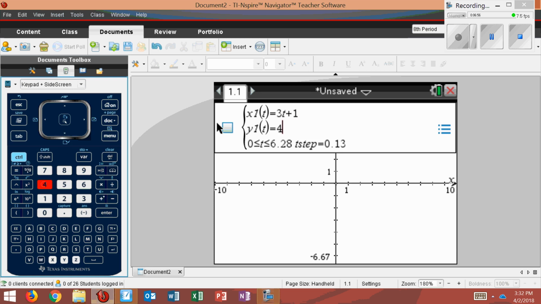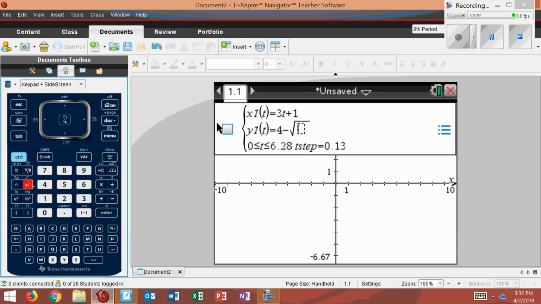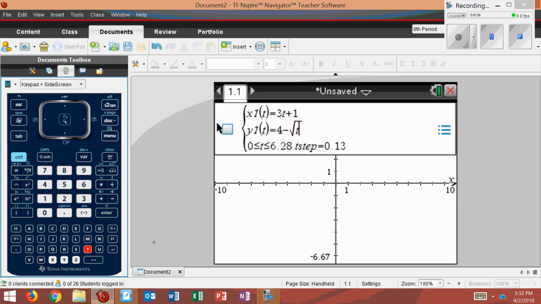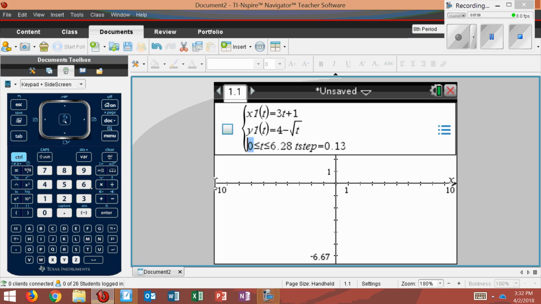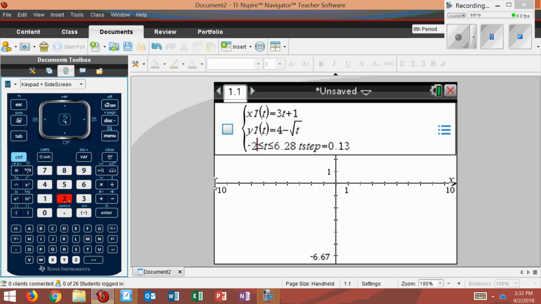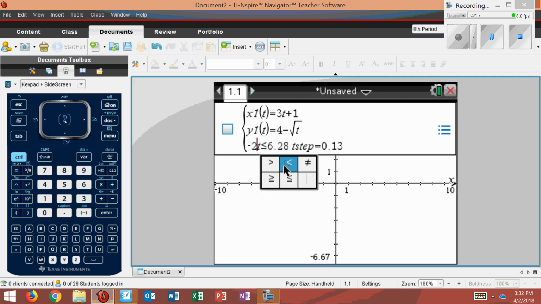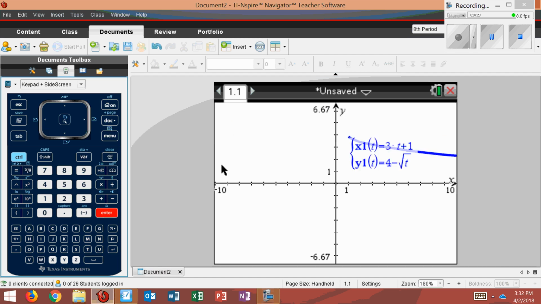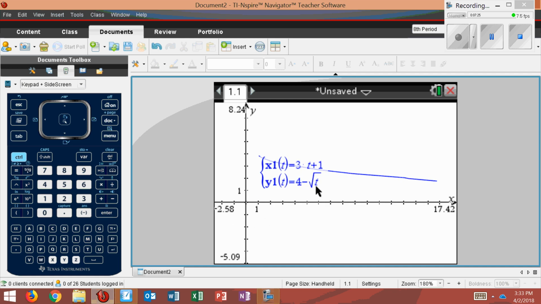Now it was 4 minus square root t. And before I move on, to make sure that it was 4 minus. Yes, it is. And then we go from -2 to 5. So come in here, and it's -2 there. And this symbol is actually different. So if we want to change it, it was actually just less than. Not that it'll make a big difference, but to be exact, and this value was 5. There's what the graph should look like.